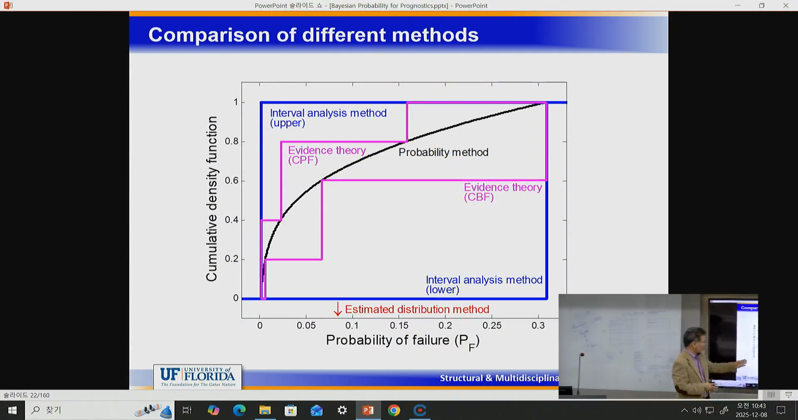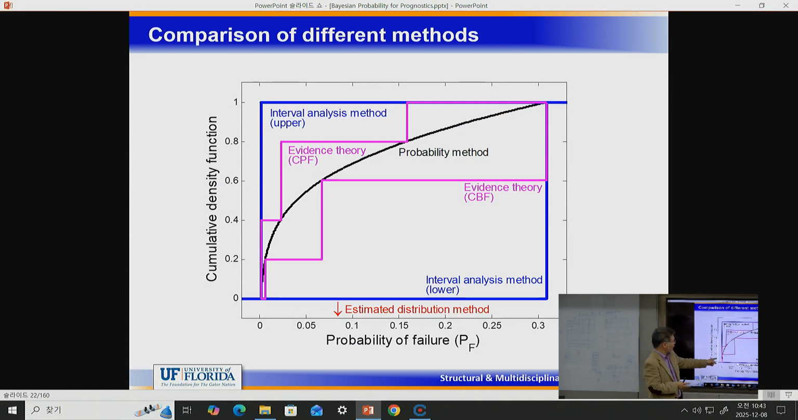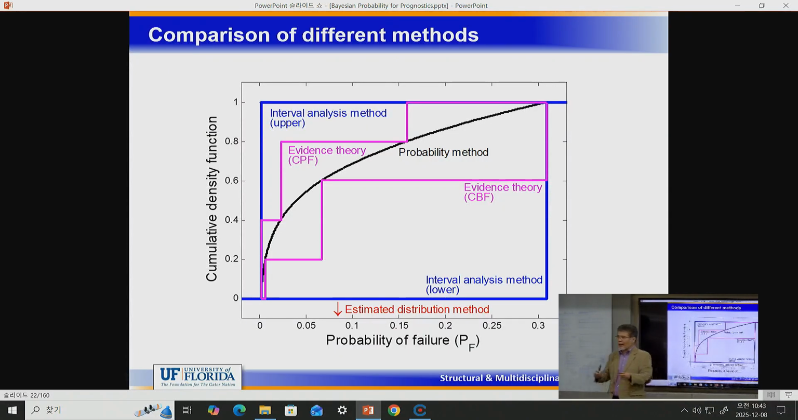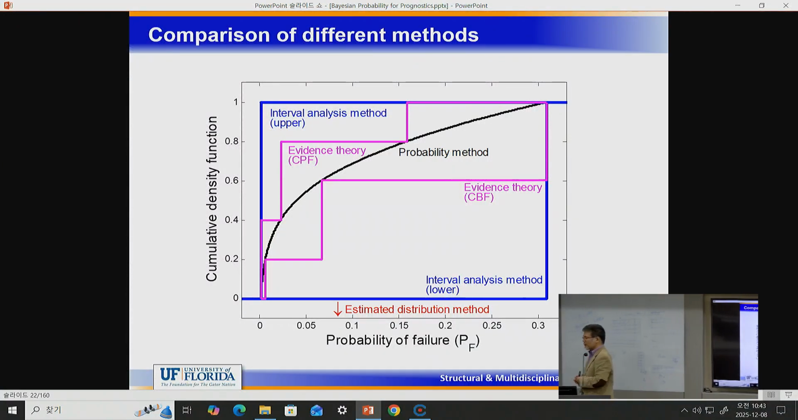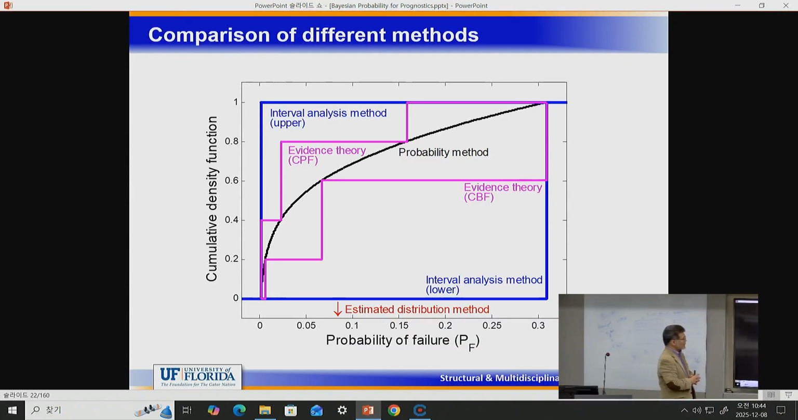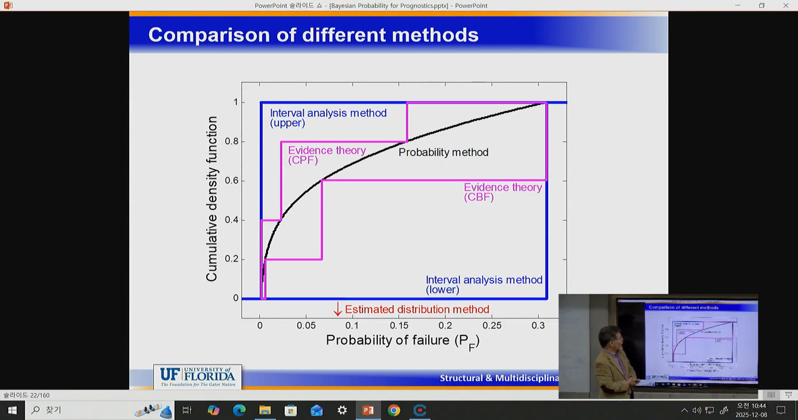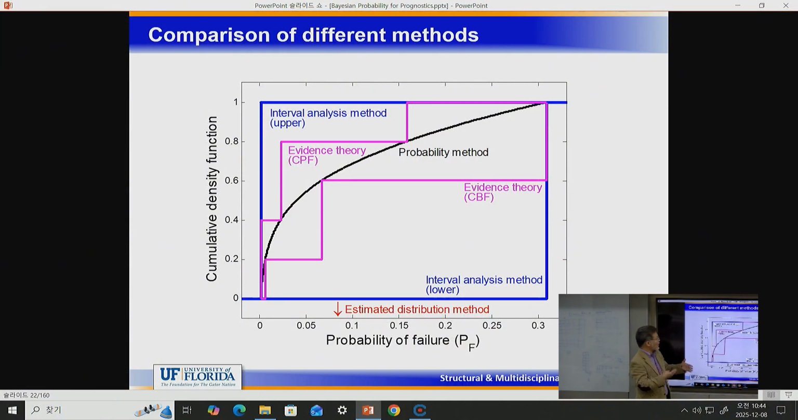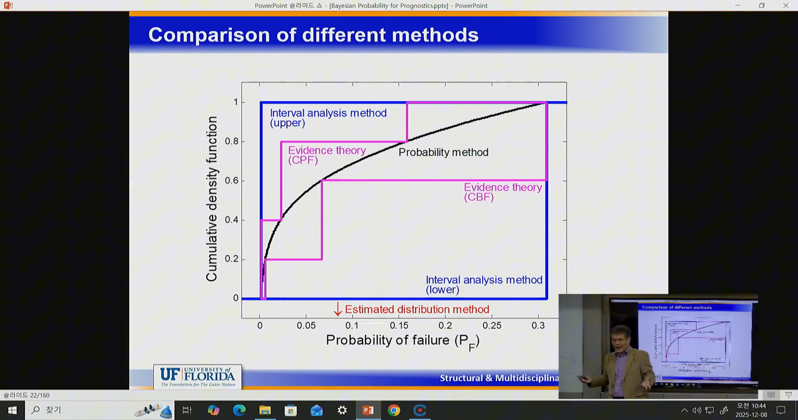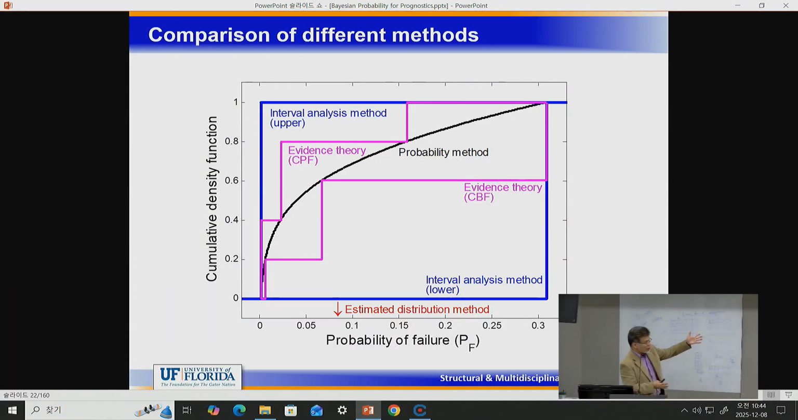Probability, you can think about the probability of failure, and you generate it using the probability functions. Then the black curve is the probability method. I have a single CDF type curve that represents the probability. Whereas in the interval analysis, I have a lower bound and an upper bound. In between, I don't have any knowledge. As far as the probability is concerned, it can only tell you upper bound and lower bound.